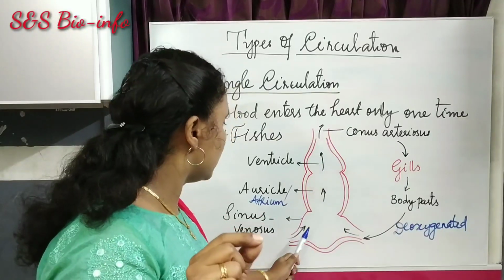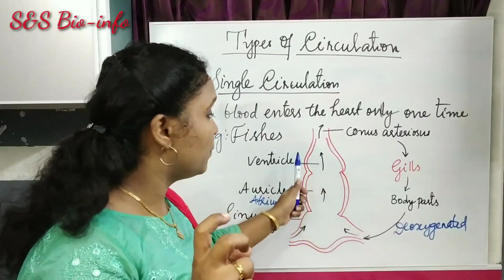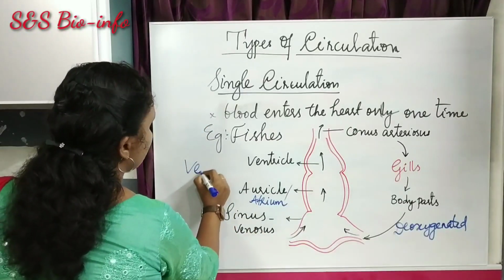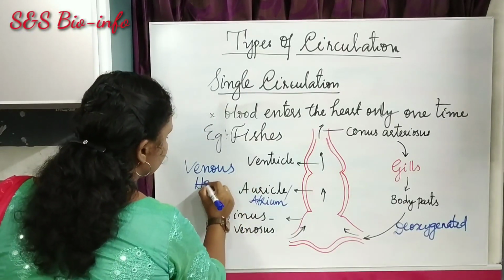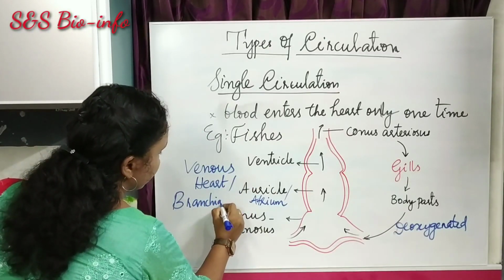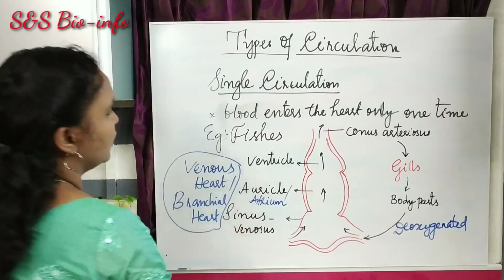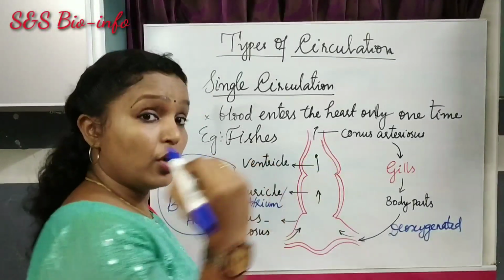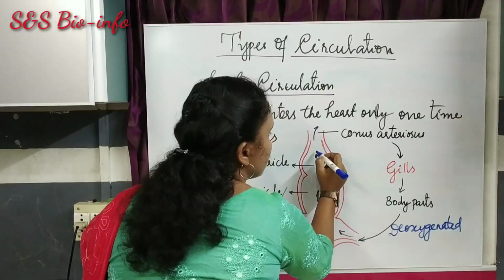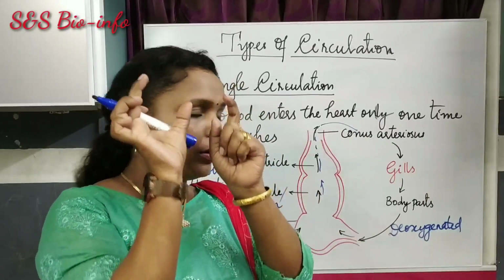From the sinus venosus, the deoxygenated blood goes to the auricle, then to the ventricle. As it pumps deoxygenated blood, such a type of heart is called a venous heart or branchial heart. From the heart, the deoxygenated blood is pumped to the tubular part called the conus arteriosus.